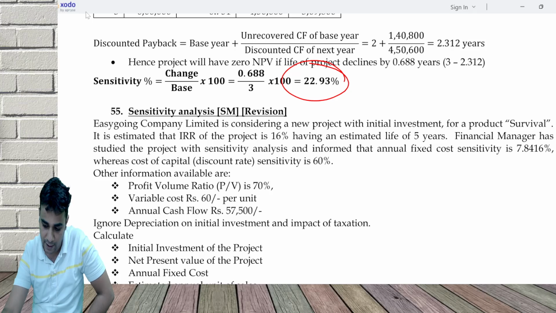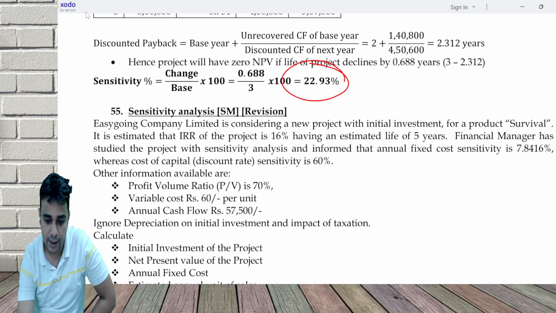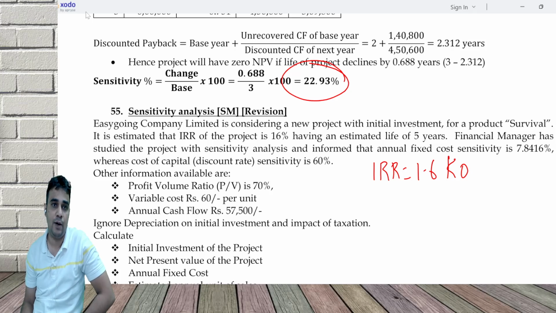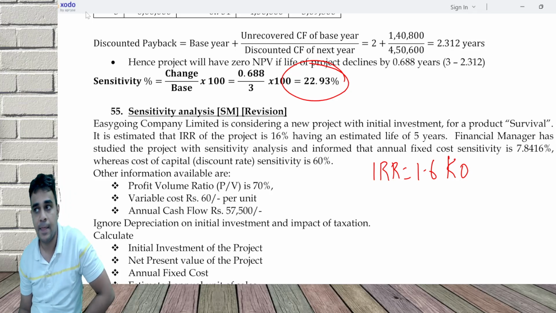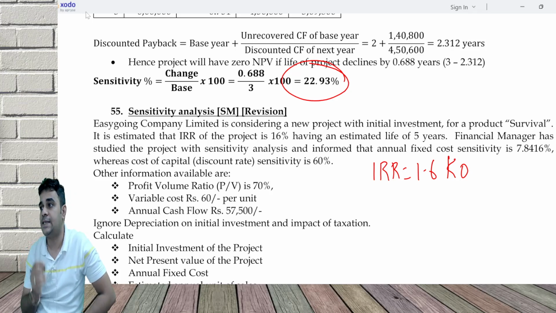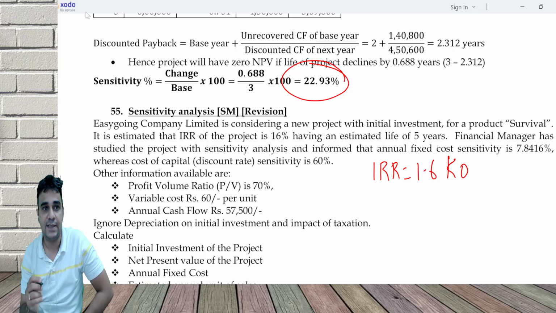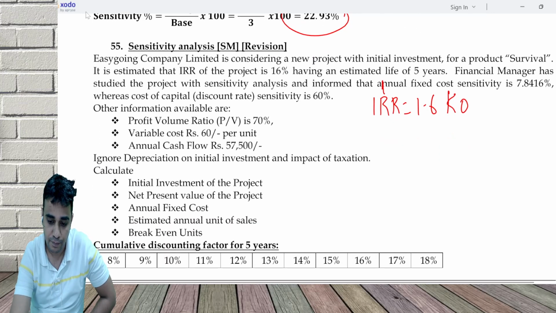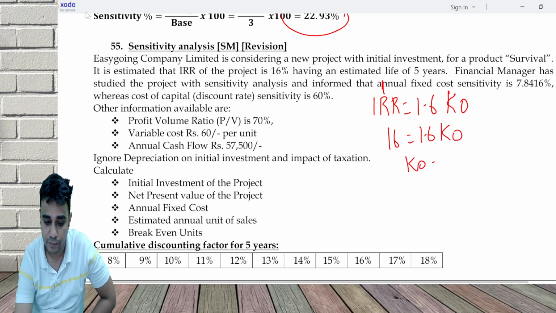So write IRR equal to 1.6 Ko, 160%. 160% is 1.6 times. Why 1.6? 60% sensitivity is built in. So 16 equals 1.6 Ko. Ko is how much? What is the use of this? We'll see it later. 10% is the cost of capital.